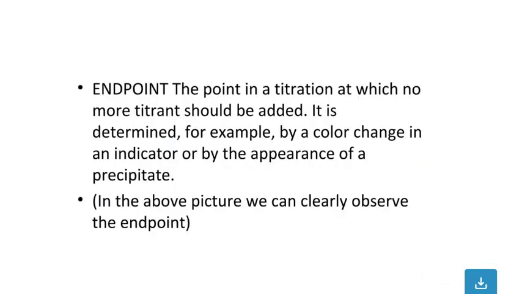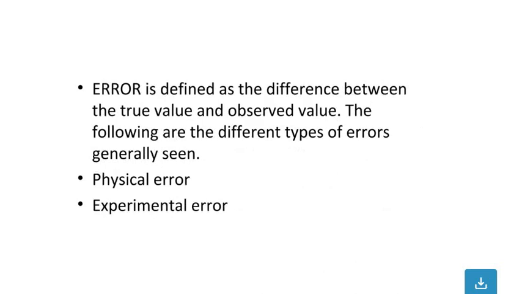So end point, the point in a titration at which no more titrant should be added. It is determined, for example, by a color change in an indicator or by the appearance of a precipitate. In the above picture, we can clearly observe the end point. So error is also very important. You should know every measurement has some error. So you have to define the error.